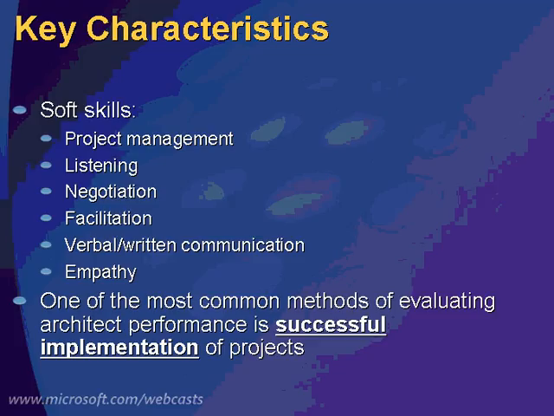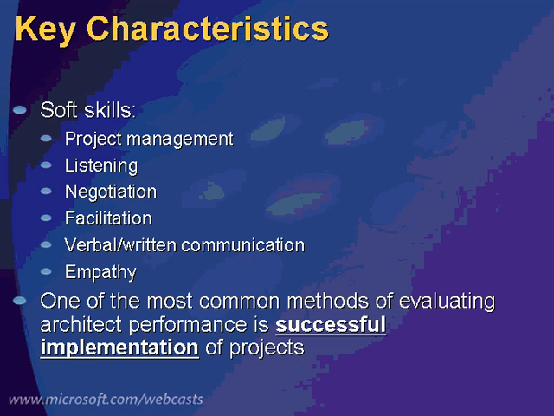And now here's another bullet point I want to draw your attention to, and that is that one of the most common methods of evaluating architect performance is successful implementation of projects. And this is a key quote here, and when you think about it, a lot of architects are judged on whether the project was successful or not, whether or not circumstances beyond their control led to the demise or success of the project. But one common way of measuring folks is around that one measurement.